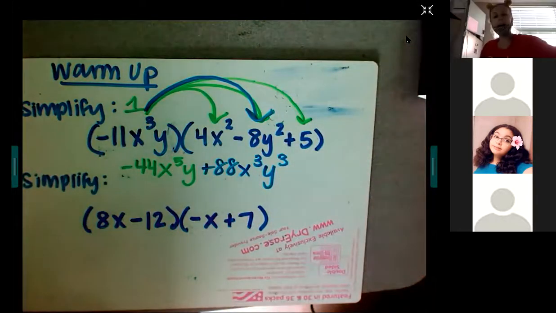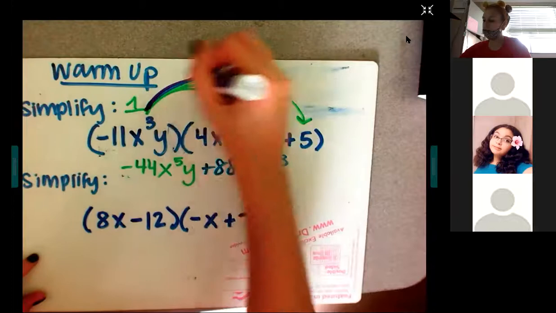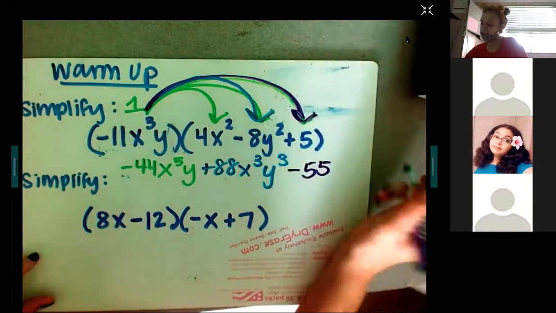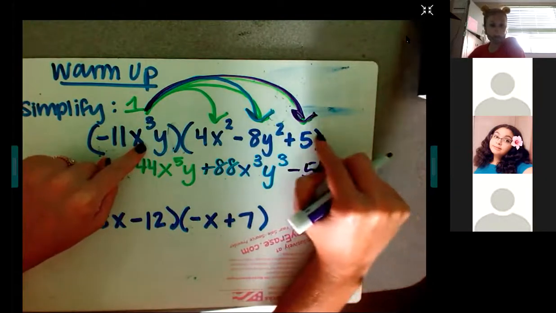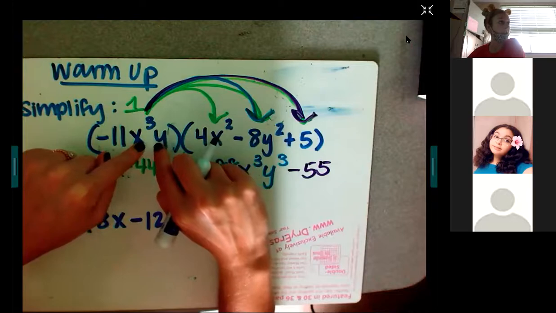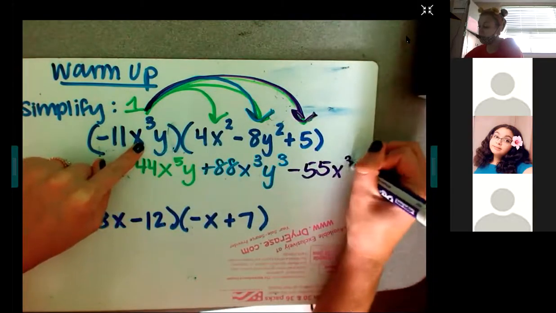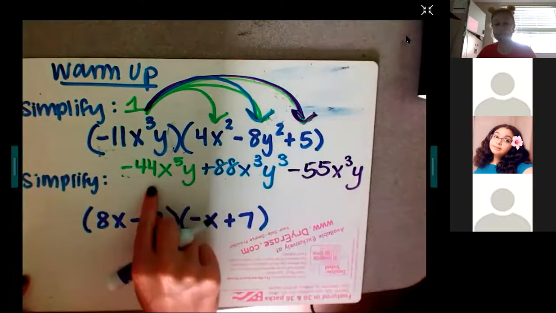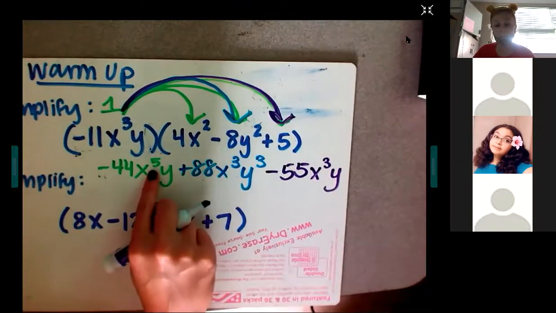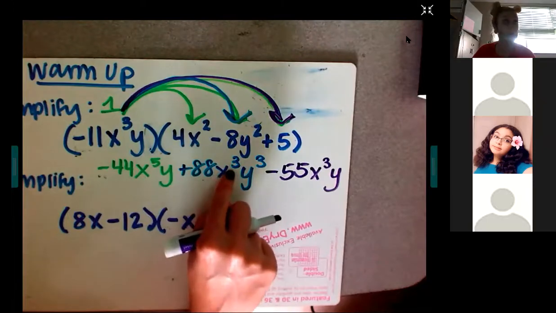And then my last one, negative 11 times 5 is negative 55. I don't have any other letters back here. So does everybody agree it'll just be whatever letters we had in the front? Yes. This will be x cubed y. And this is actually in standard form. So check your letters. X to the 5th is bigger than x cubed, right?